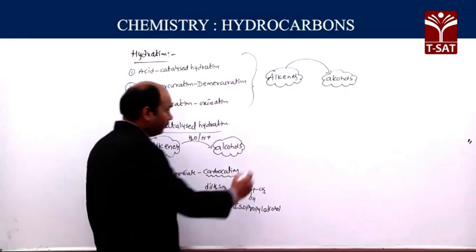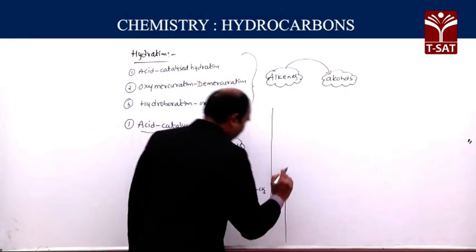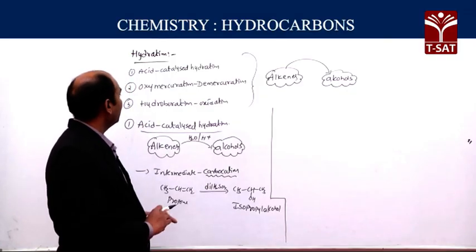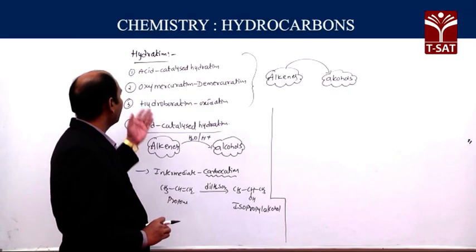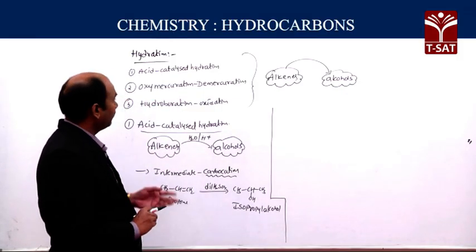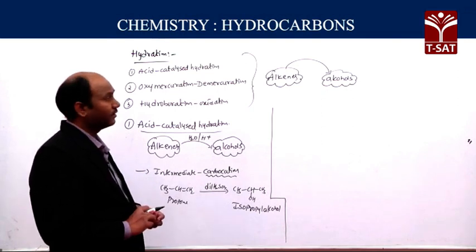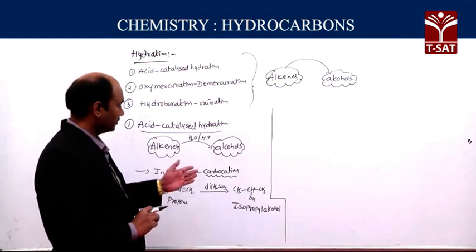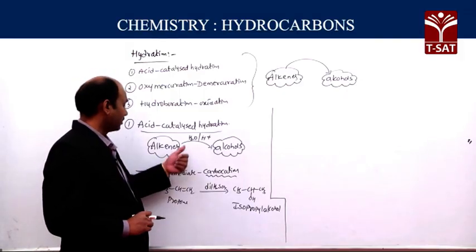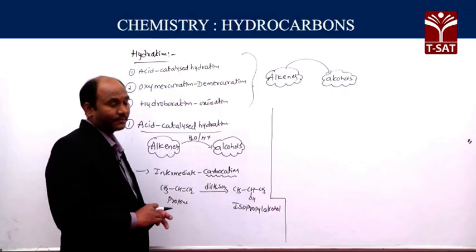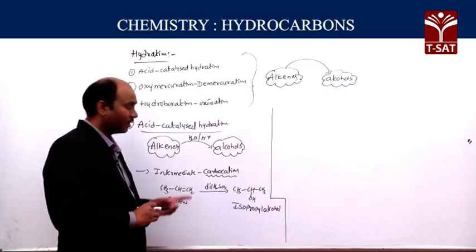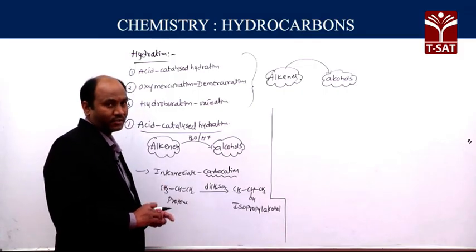Now, how is this alkene converted into alcohol? We are going to discuss acid catalyzed hydration, that is, how alkenes are converted into alcohols. And we will also discuss what happens when an alkyne is subjected to hydration, after this topic. Here, when alkenes are treated with dilute acid, they are converted into alcohol. The intermediate is a carbocation. There may be a possibility of rearrangement.